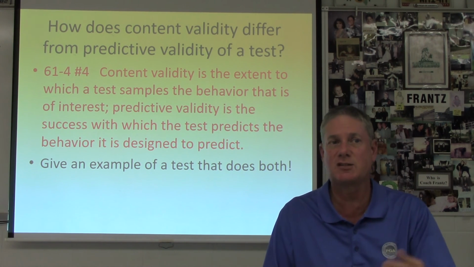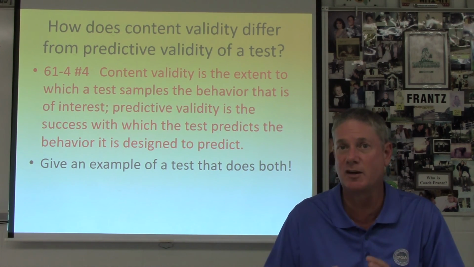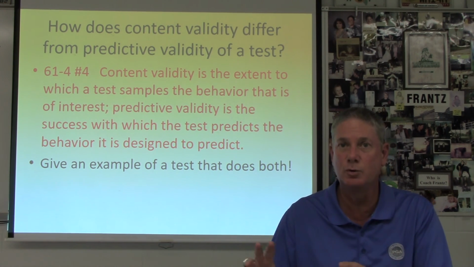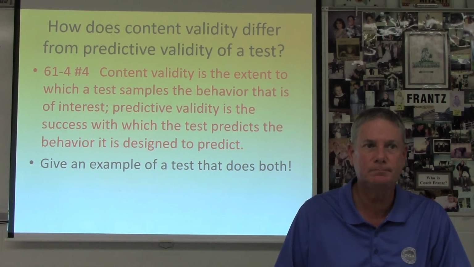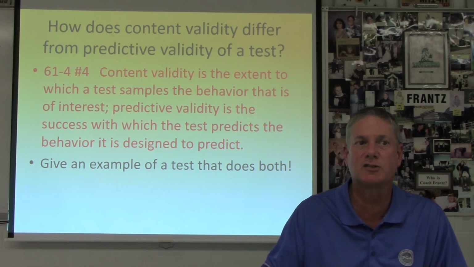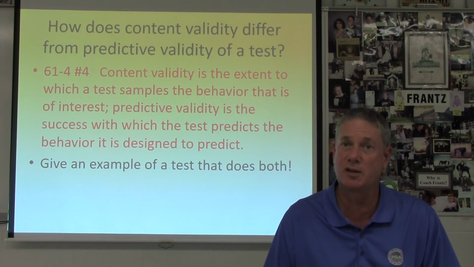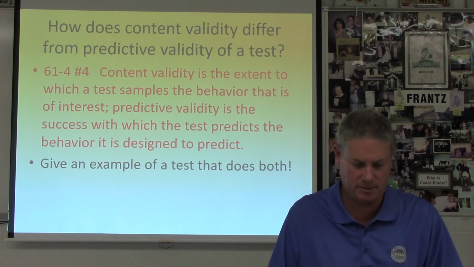If you're taking a test and it's supposed to predict if you're going to be successful in college or not, then we actually go back and see who drops out and how the SAT scores work with regard to who graduates or who gets through college and how well they do. I would like for you to come up with an example of a test that actually does both content validity and predictive validity. You can think of it yourself or you can look it up in your book.